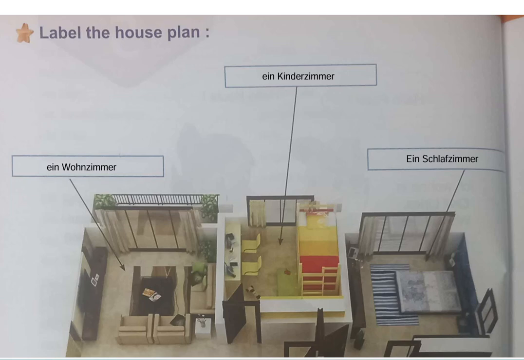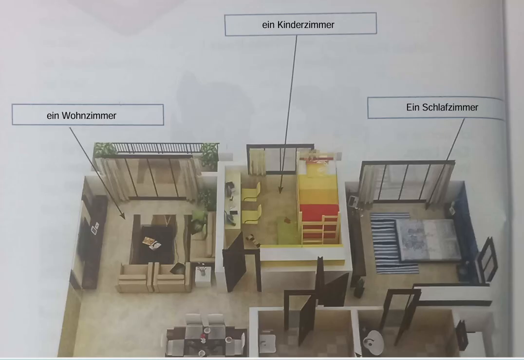So, the page says, Label the house plan. Yeah, label the house plan. So, let's see. We can see in this little room first that there is a bunk bed. Do you see a bunk bed over here? Yes. So that means this is most probably a room for children.